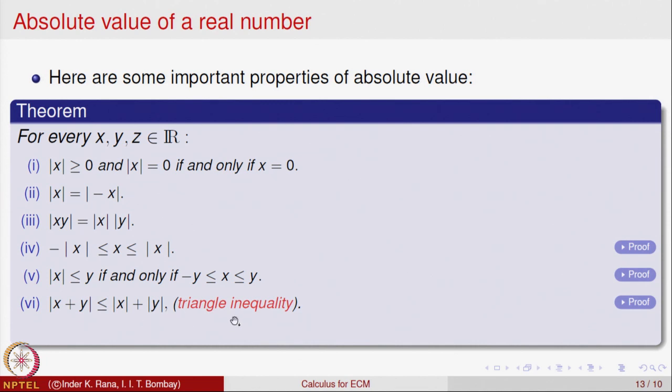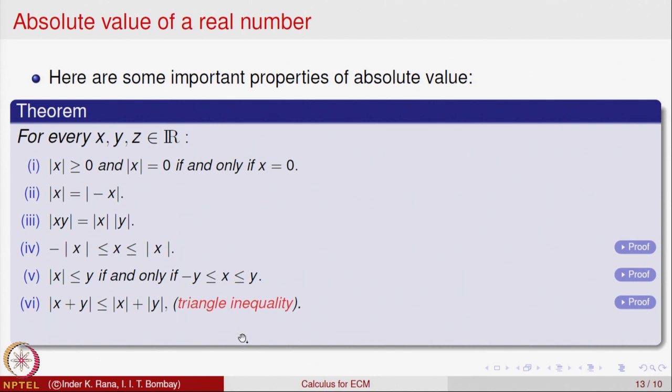This is normally called the triangle inequality. It relates to the property of distances. In a triangle, the sum of two sides is bigger than the third side. But at present, because points are on the real line, we will say that the absolute value of the sum is less than or equal to the sum of the absolute values. That is called the triangle inequality.